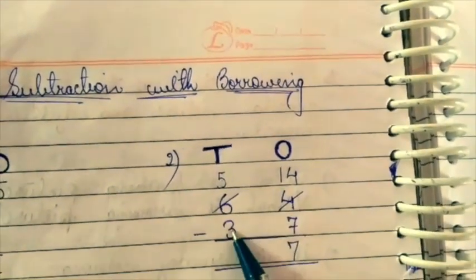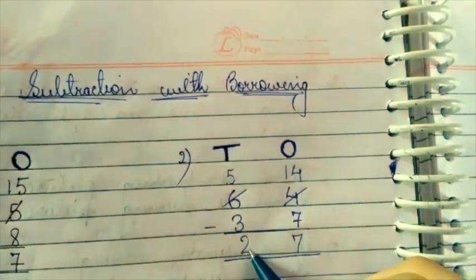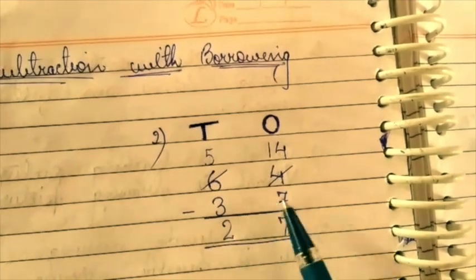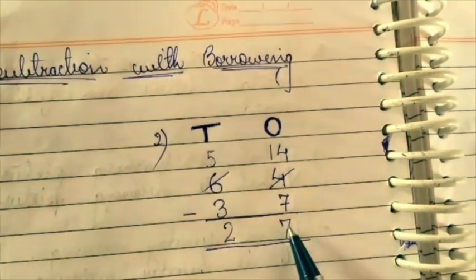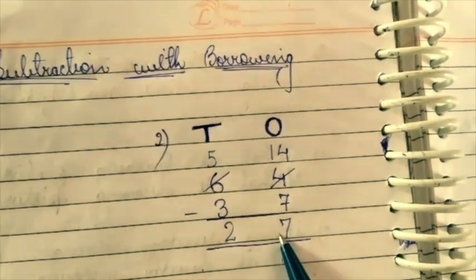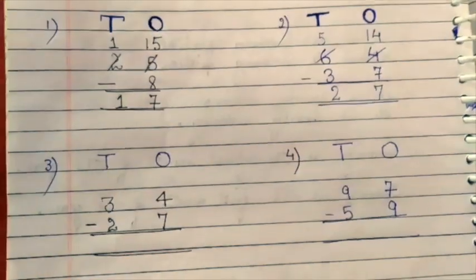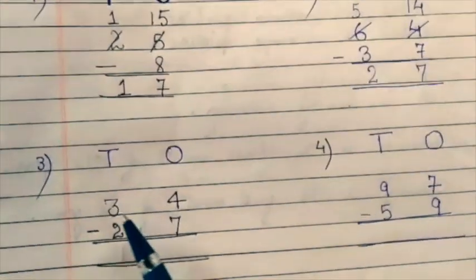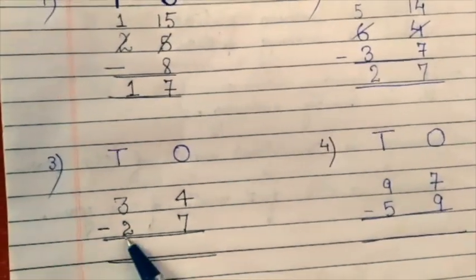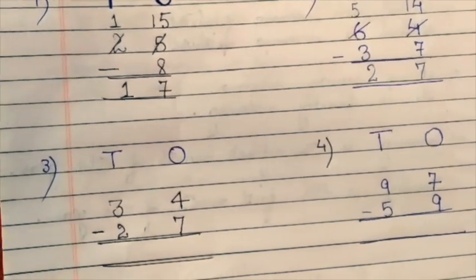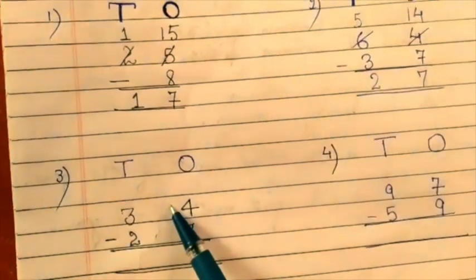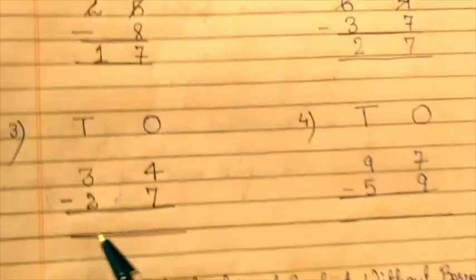5 minus 3 is equal to 2. When we subtract 64 minus 37, we get 27. 27 means 2 tens and 7 ones. Let's take another example. Let us subtract 34 minus 27. Let us find out the difference between 34 and 27.